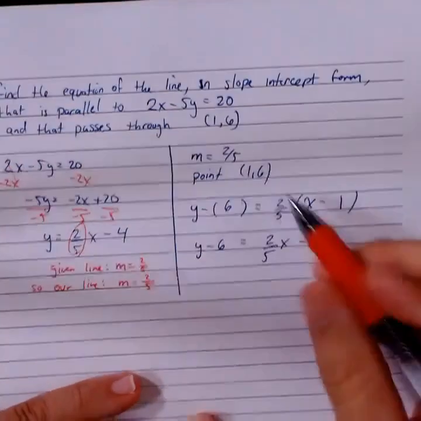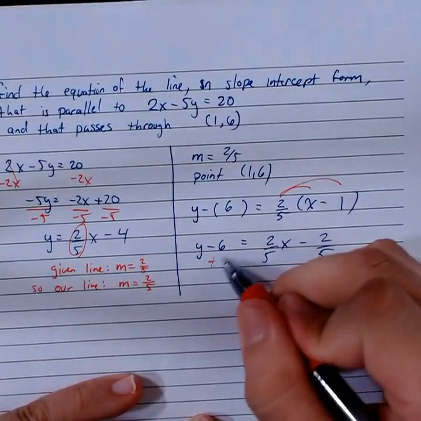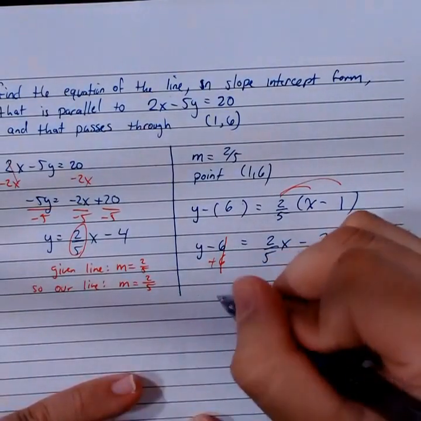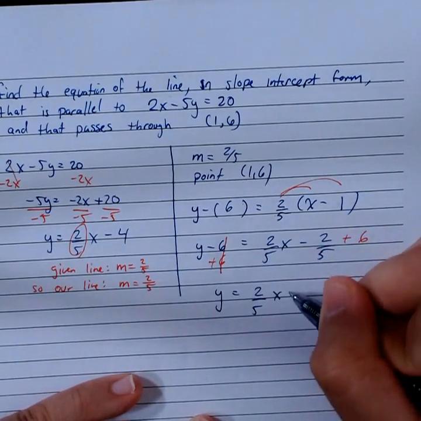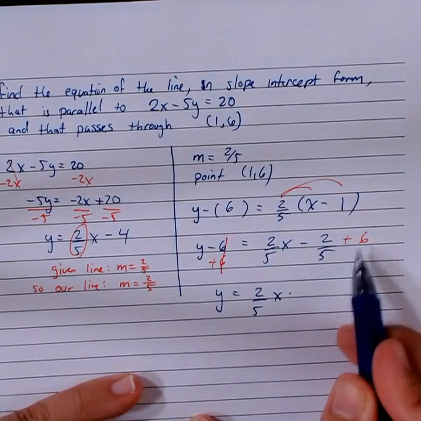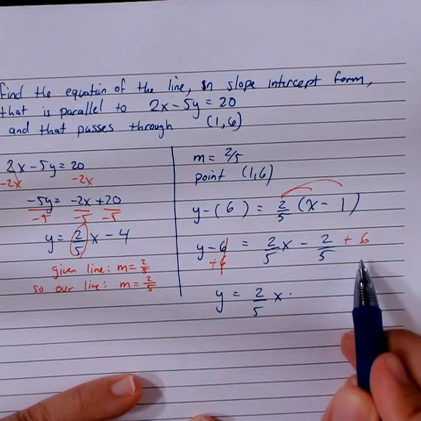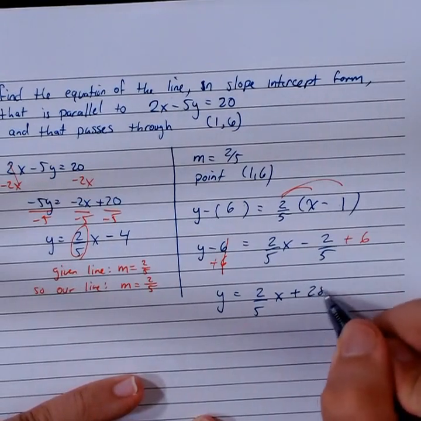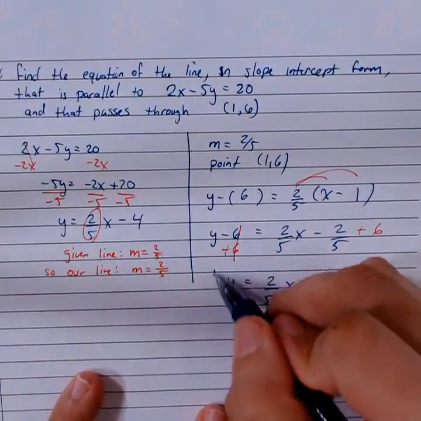And now, once we finish distributing, we can finally add the 6 over to the other side, and that'll get us our result. We've isolated our y, and we get y equals 2/5 x. Here, we're going to add these. They're going to need a common denominator. So here, 6 is the same as saying 30 over 5. And if I have 30 over 5 minus 2 over 5, that's going to leave me 28 over 5. And there we go. This is the equation of the line.